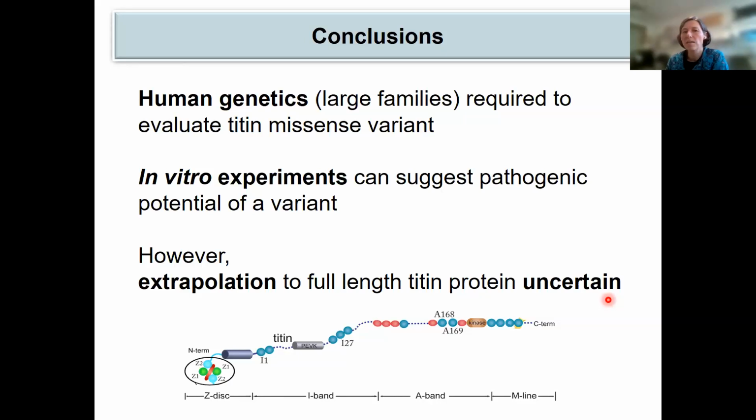But the issue is, while these in vitro experiments can suggest a pathogenic potential, it's very difficult to extrapolate from looking at these tiny regions of titin to the full-length protein. And also, I think for titin missense variants at the moment, human genetics, like large families, are still required to evaluate these variants. So I think it's very difficult to base this on in vitro experiments alone.